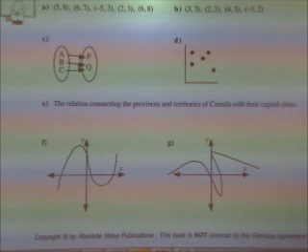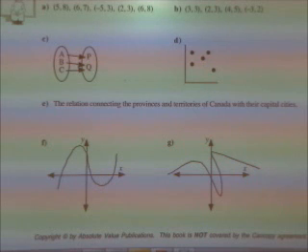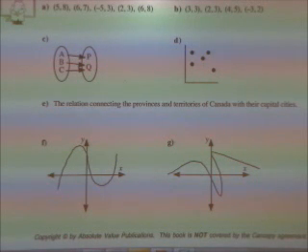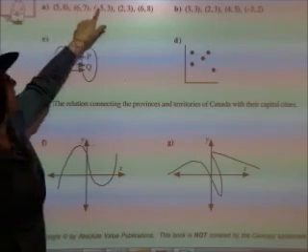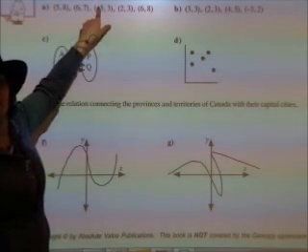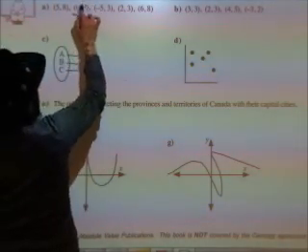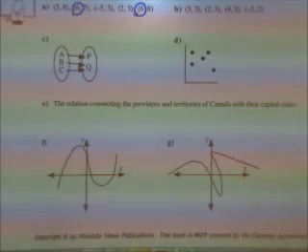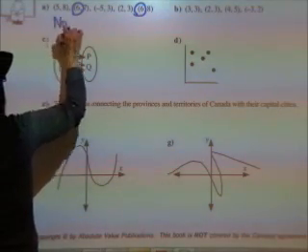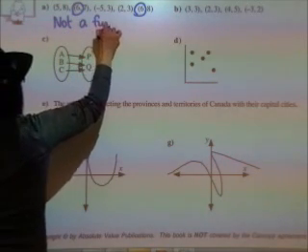So is A a function? No. Look at the x-coordinates. Do I have the same x-coordinate? 5 and negative 5 are not the same. 6 and 6 are. So because I have 2 of the same input, this is not a function.